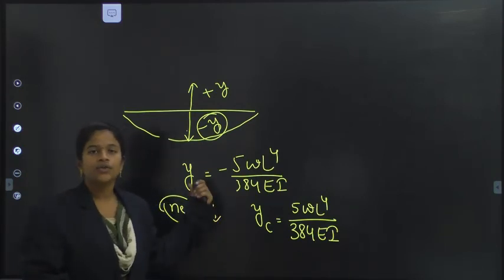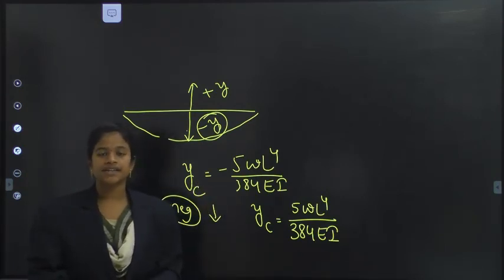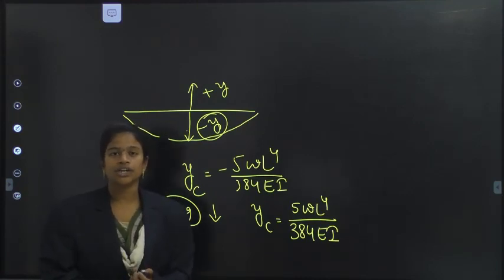Okay, in this way we are evaluating slopes and deflections at different points on the beams using the double integration method. In the next class we are going into Macaulay's method.